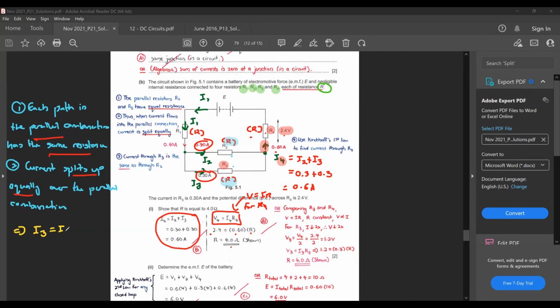I3 is the same as I2, which is 0.3 amps. So this one is just another statement to build up from this.